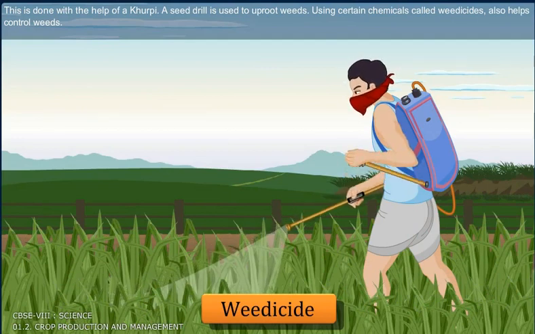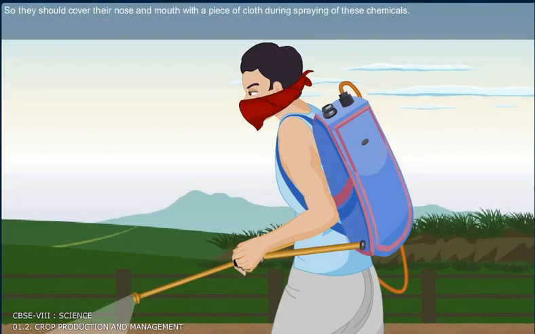Using certain chemicals called weedicides also controls weeds. These are sprayed in the fields to kill the weeds. They do not damage the crops. Spraying of weedicides may affect the health of farmers, so they should cover their nose and mouth with a piece of cloth during spraying of these chemicals.